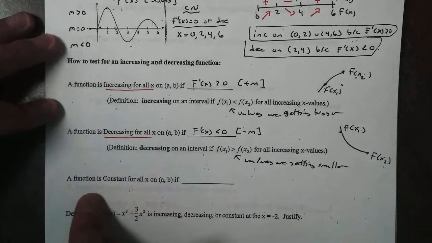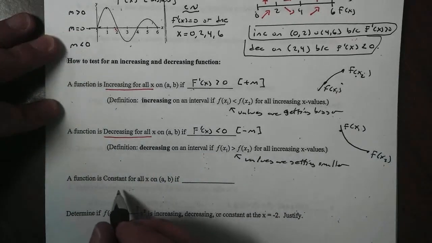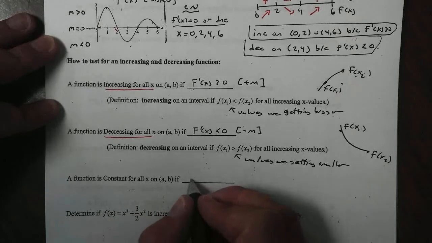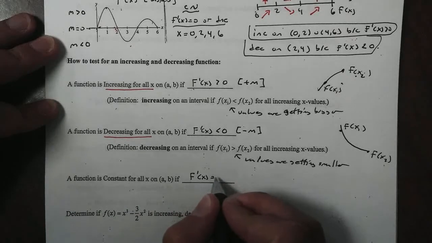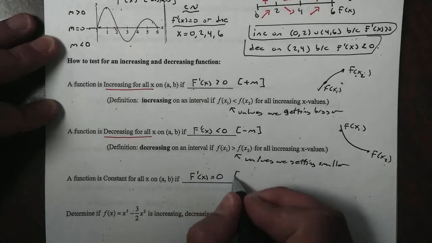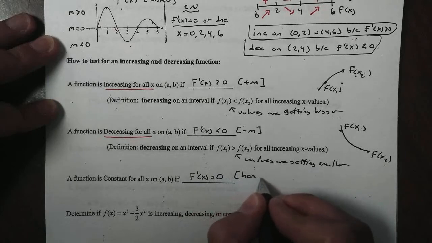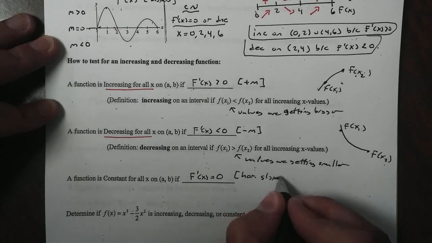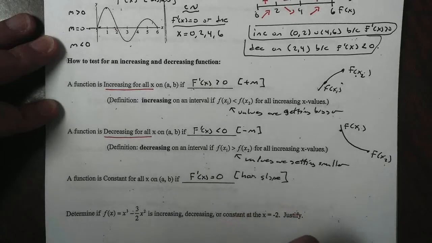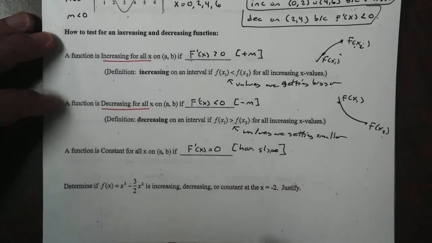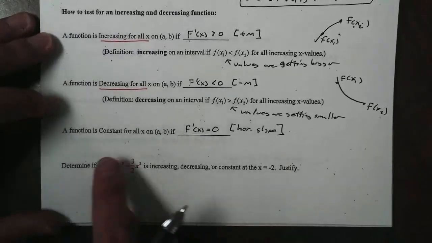And the last one is called the constant. A function is constant for all x if the derivative is 0. In other words, we have a horizontal slope. Very easy to do. So let's take a look at an example right here.